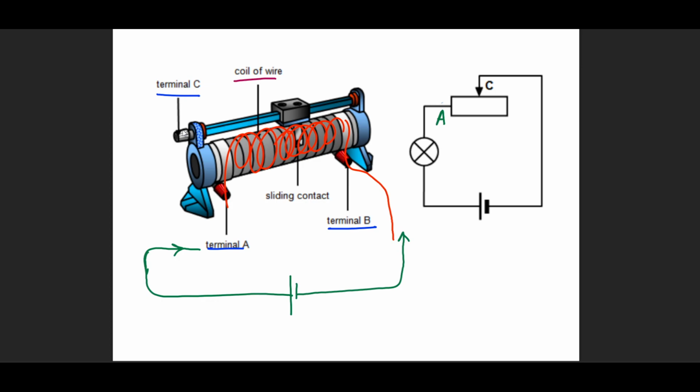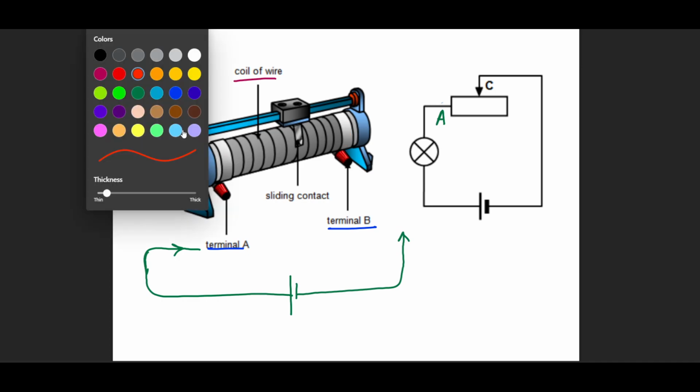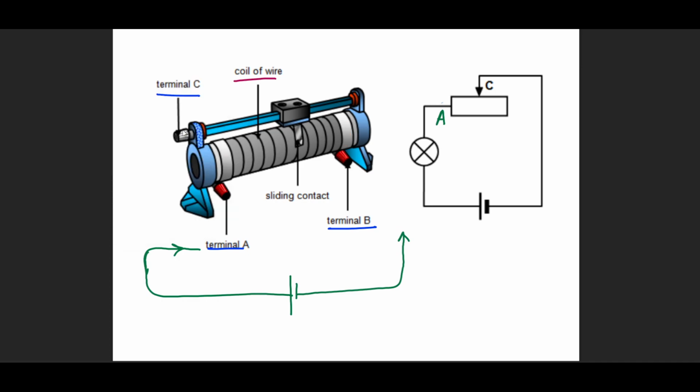But what if we want a variable effect from this? What if we want that? Then we would have to choose a movable contact, a contact that can move based on our own understanding. So then I will connect this terminal to terminal number C. Now what happens in this situation?